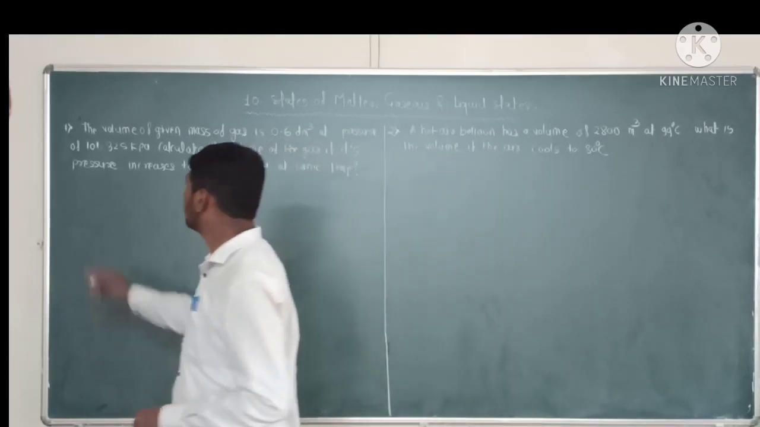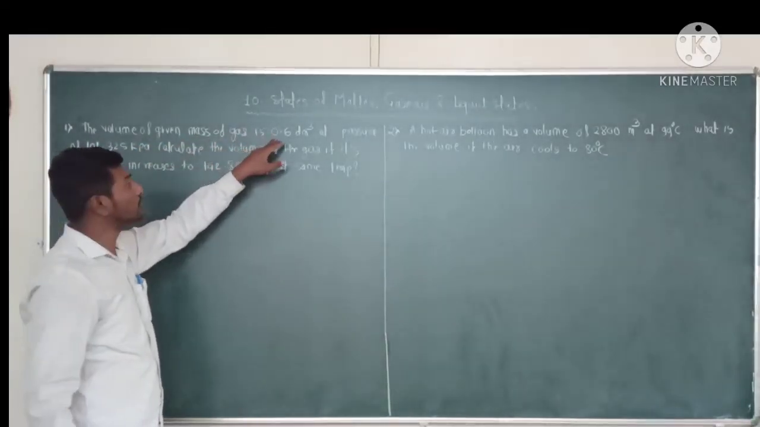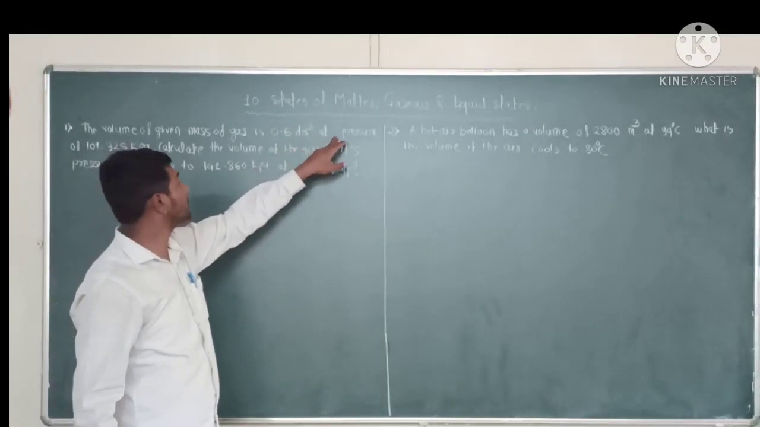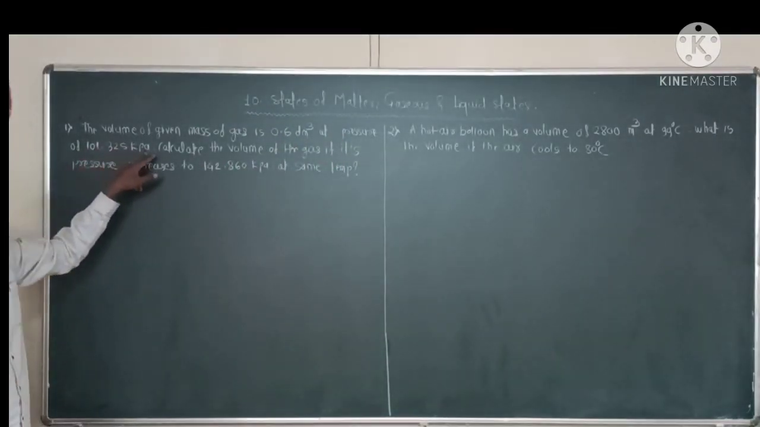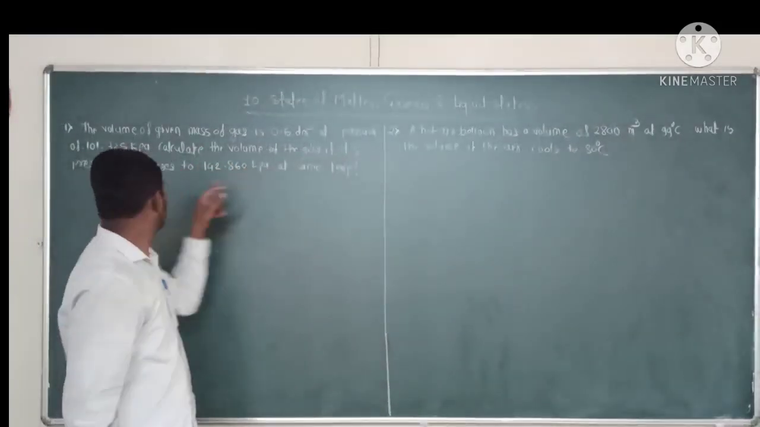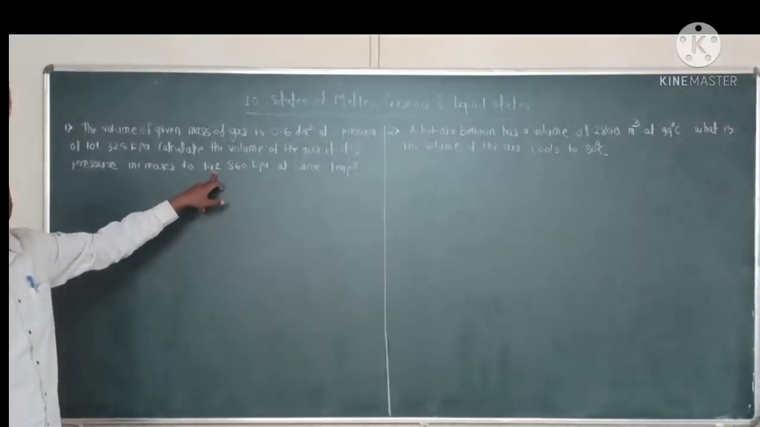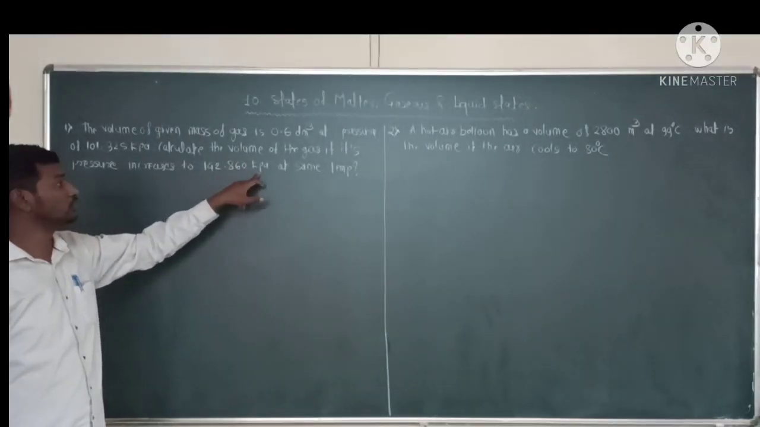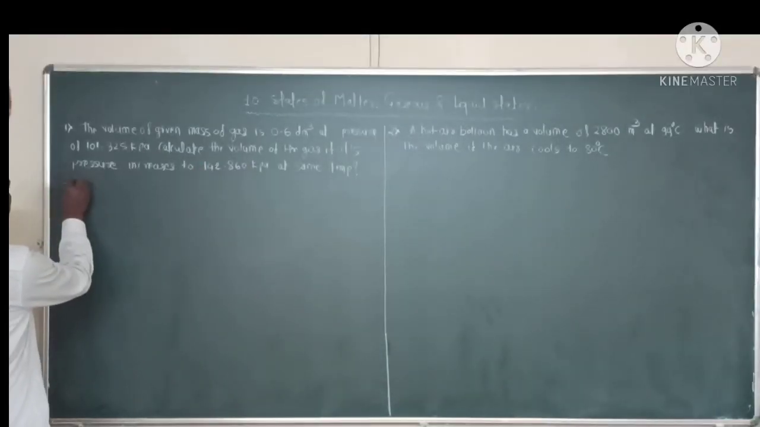Okay. Now the first numerical: the volume of a given mass of a gas is 0.6 decimeter cube at a pressure of 101.325 kilopascal. Calculate the volume of the gas if its pressure increases to 142.860 kilopascal at the same temperature. Now first of all, write down the given quantities.